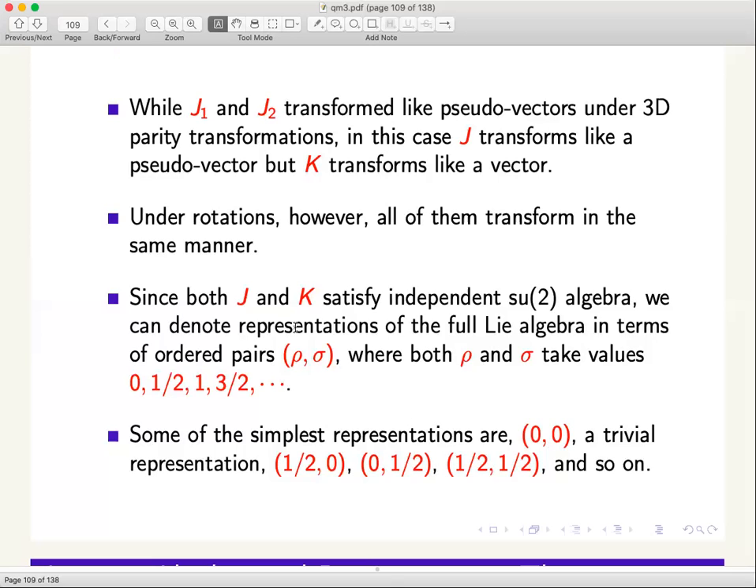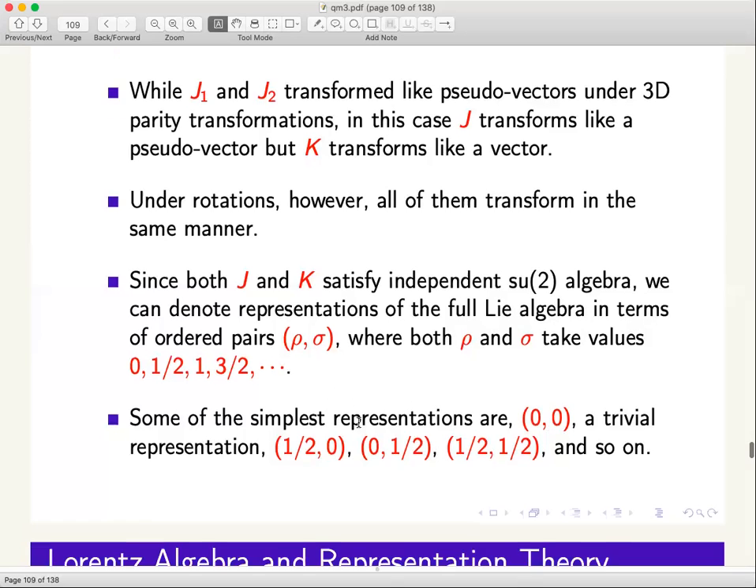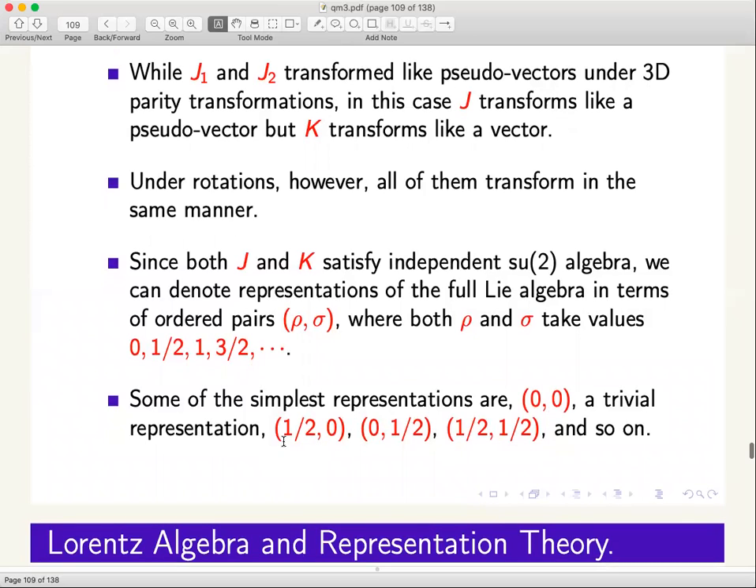Then comes the set of non-trivial representations. One of them is something like (1/2, 0), which transforms under J but not under K. (0, 1/2) is transformed under K but not under J, and (1/2, 1/2) transforms like a spin half under J and a spin half under K. And so on. I mean, you could write down (0, 1), (1, 0), (1/2, 1), all kinds of stuff. It's ad infinitum. Exactly the way SU(2) had an infinite number of representations, this algebra also would have an infinite number of representations.